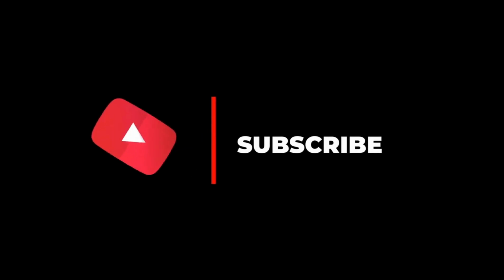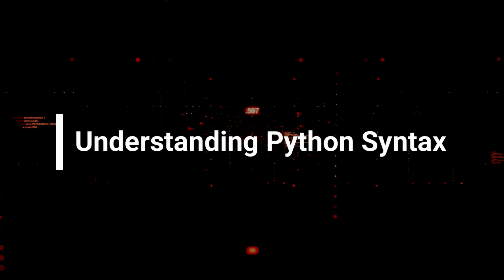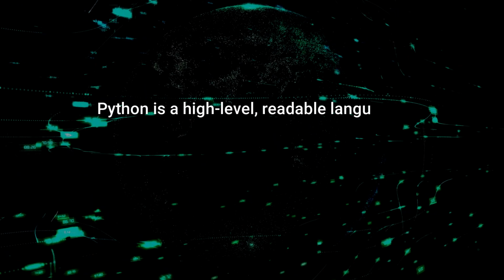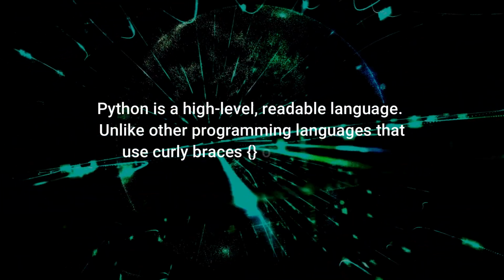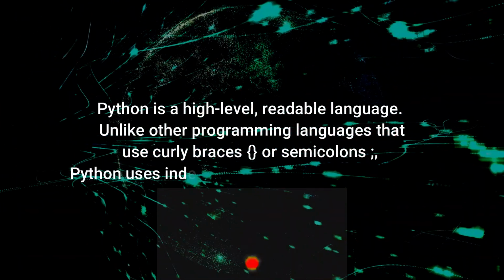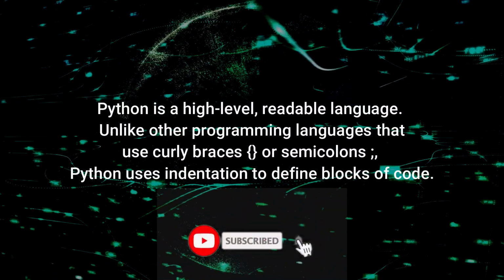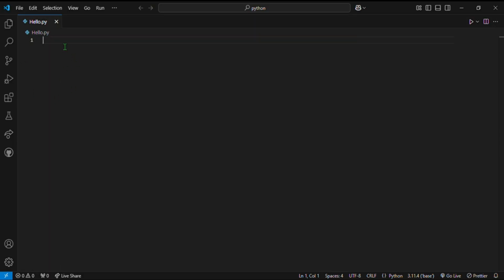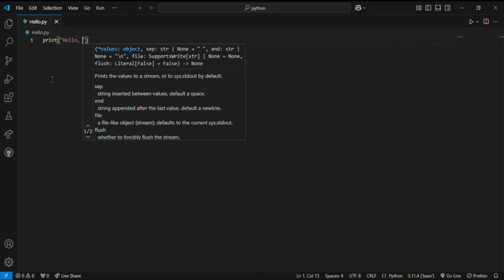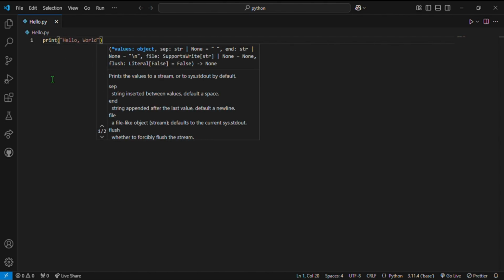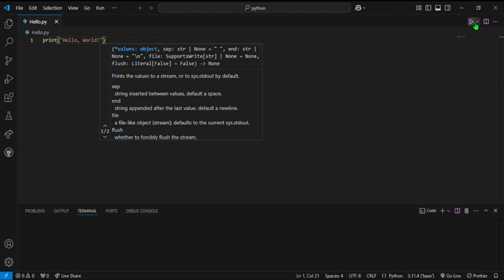Let's get started. So first of all, we need to understand the Python syntax. Python is a high-level, readable language. Unlike other programming languages that use curly braces or semicolons, Python uses indentation to define blocks of code. Here is an example. So here we write a simple line of code. We are writing print hello world. This syntax prints the string hello world.